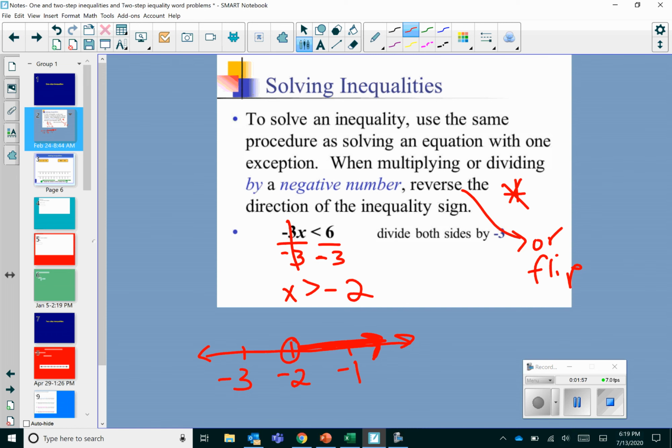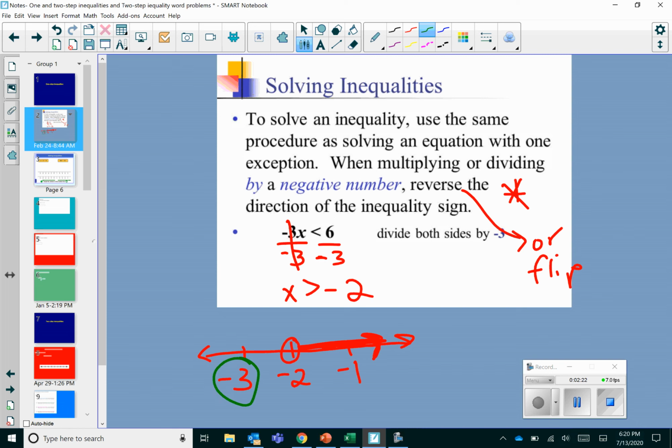Negative 3 times negative 1 is a positive 3. And is 3 less than 6? Yes. So it works. Let's say I were to take 0. 0 would be to the right of negative 2 on the number line. Negative 3 times 0 is 0. And is 0 less than 6? Yes.